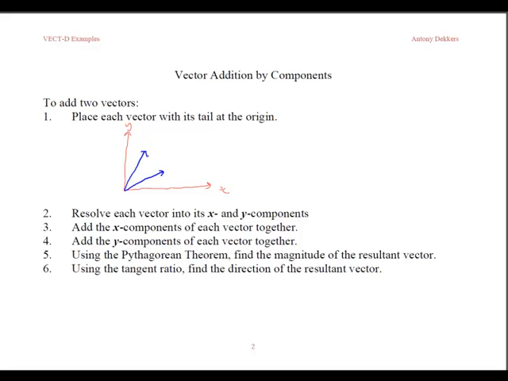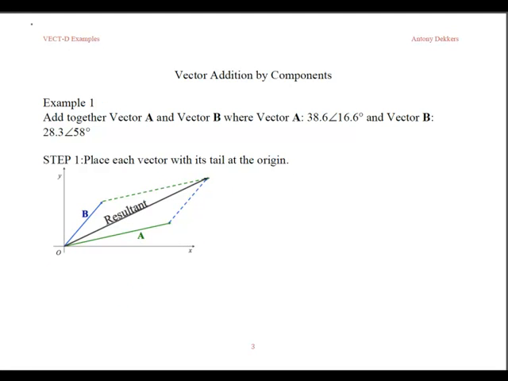And then what you need to do is to resolve each one in the x and y components. So we did that in the previous video. And then you add the x components together and the y components together. And then we use Pythagoras theorem to calculate the magnitude using x and y components. And then we can use our trig ratio to calculate the angle. Remember to do it according to the standard angle to the x-axis, so that should help.